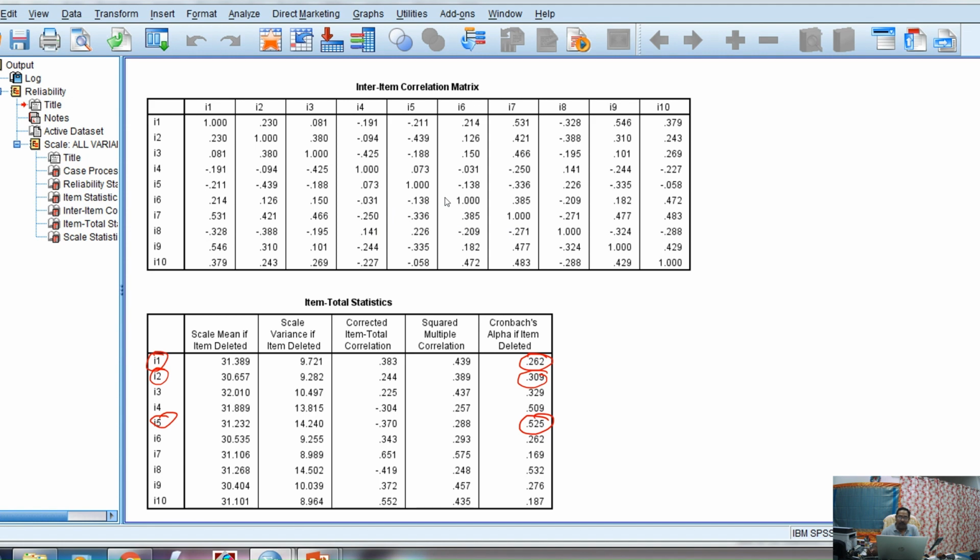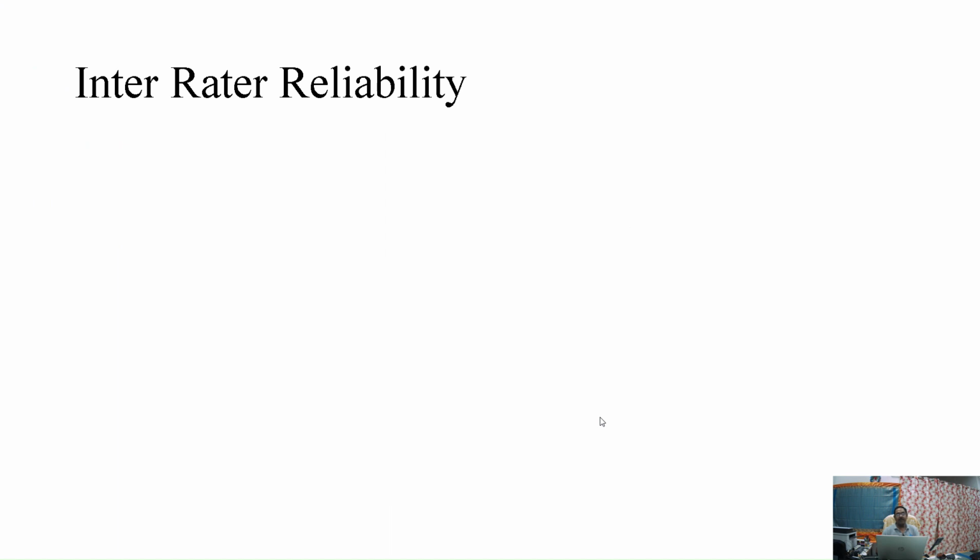Likewise, can you find which other items can be deleted? You can see item 8, 0.5, so item 5 and item 8 can be deleted from the scale. This is the usefulness of split-half reliability. If we have a scale that is bound to be used by more than one person, we have to go for the tester's reliability.